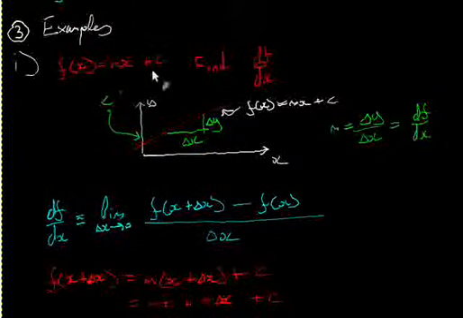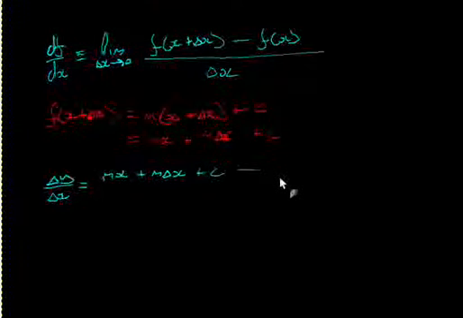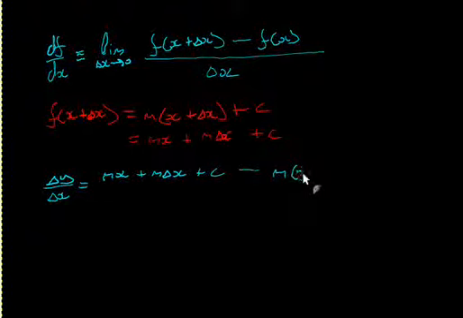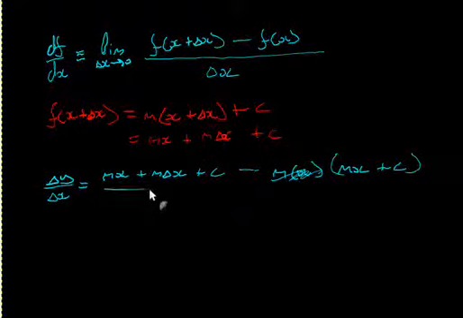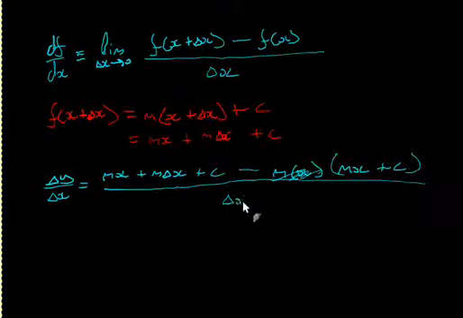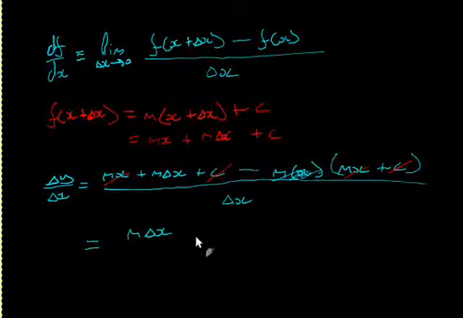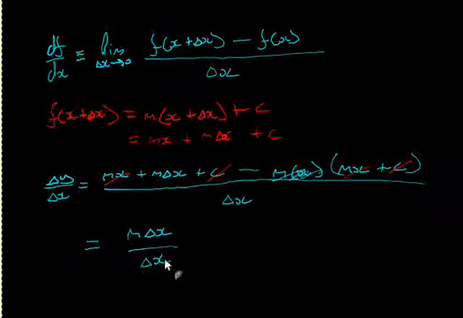Now, this quantity here, remember, we call that delta y by delta x. So just to make this a little nicer, we'll write delta y by delta x is equal to f of x plus delta x, so mx plus m delta x plus c, minus f of x, which we said before was mx plus c, so we must subtract from this mx plus c, so the entire object is subtracted from it. And then we must divide that by delta x.